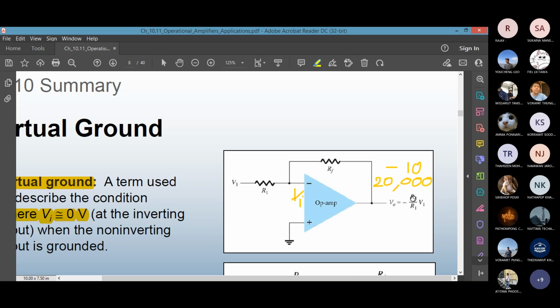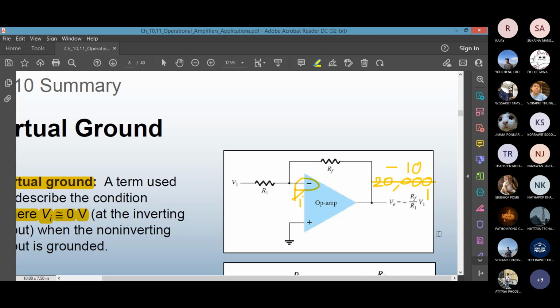It's 10 divided by 20,000. What is that? This is the output. What is the input? Gain is 20,000. So input voltage, if you take 10 over 20,000, you get 0.5 millivolt, half millivolt. This is VI, half millivolt in the open loop. Let's say now you close the loop. Now the gain is 1. Now I don't worry about open loop anymore.